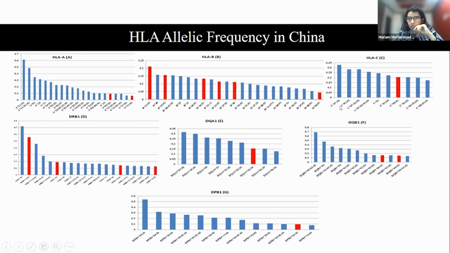Likewise, in the case of HLA-C, C0801 was found to be prevalent with COVID-19. And in the case of DQA1, it was found to be associated with the development of COVID-19. So these are the allelic frequencies, the alleles which were mainly reported at that time, causing the development or severity of COVID-19.